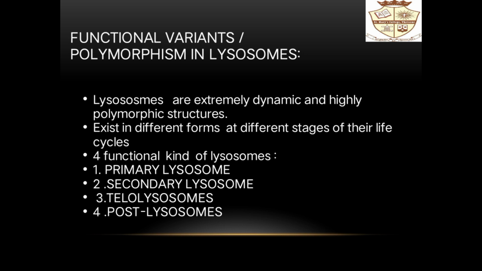Functional variants or polymorphism in lysosomes. Lysosomes are extremely dynamic and highly polymorphic structures, and they exist in different forms at different stages of their life cycle. The four functional kinds of lysosomes are: first, primary lysosome; second, secondary lysosome; third, telolysosome; and the fourth one is postlysosome.